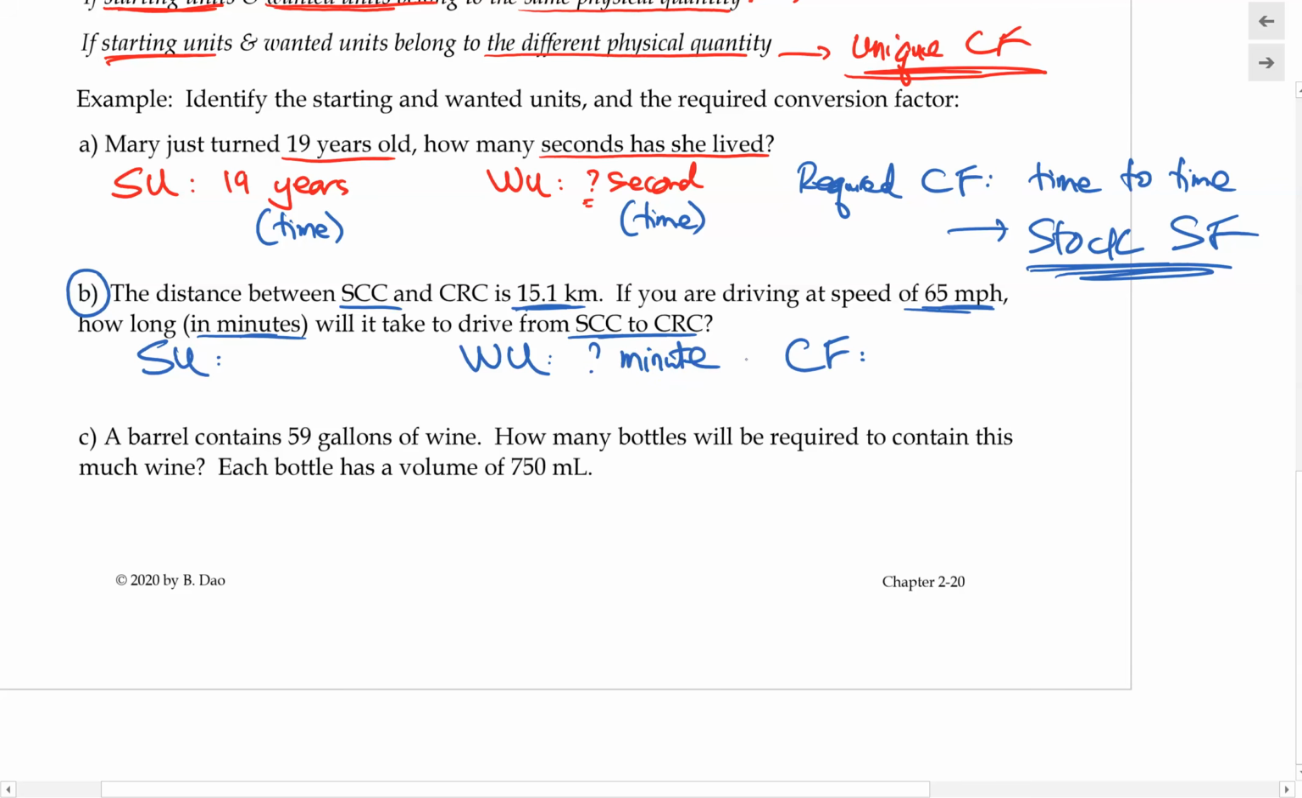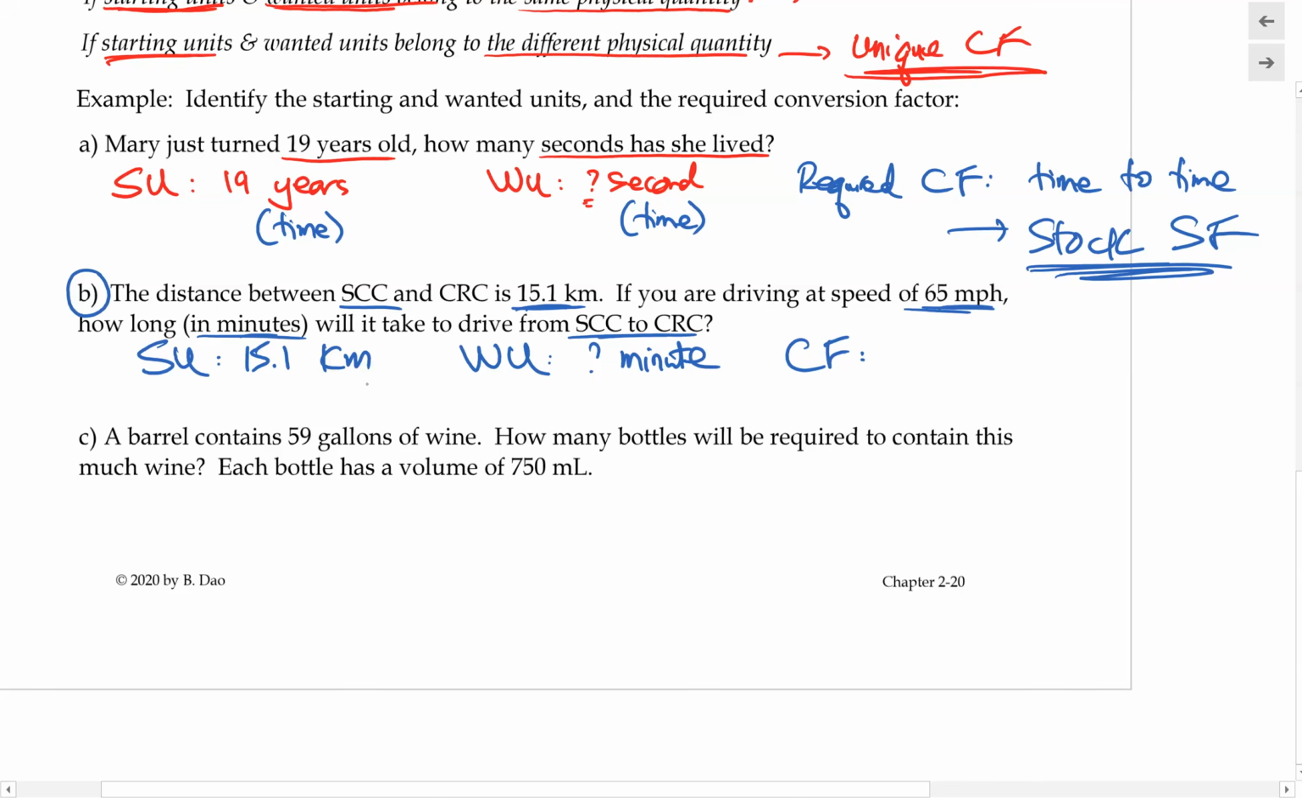And now what would be the starting unit? The starting unit is basically the distance from Sac City to CRC. So given this distance of 15.1 kilometers, how much time will it take for us to get from point A to point B? In this case, the starting unit is the distance of 15.1 kilometers.